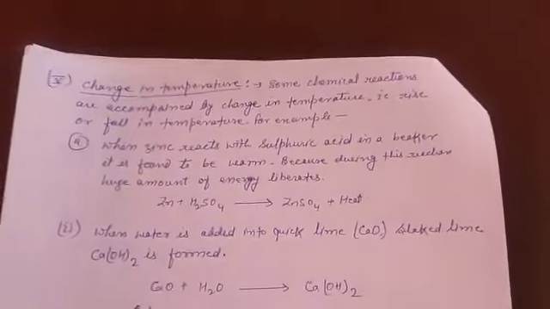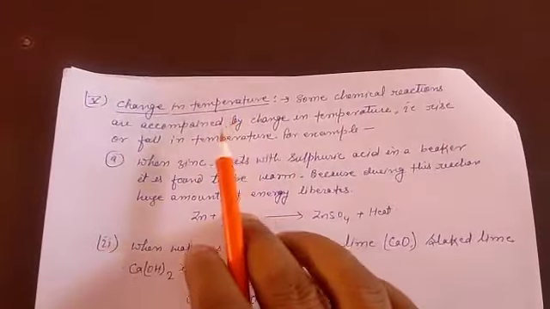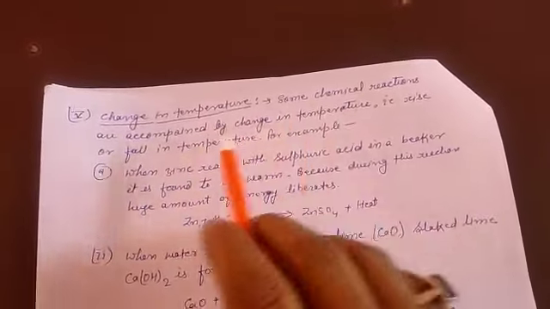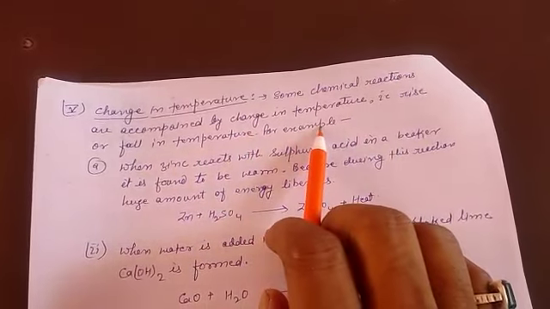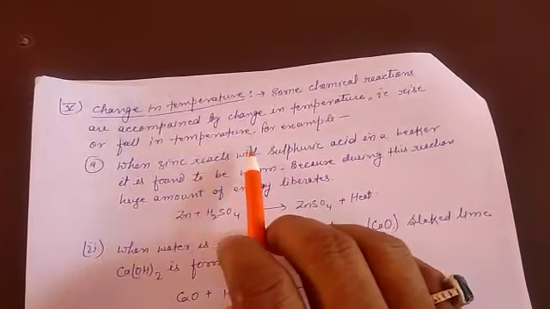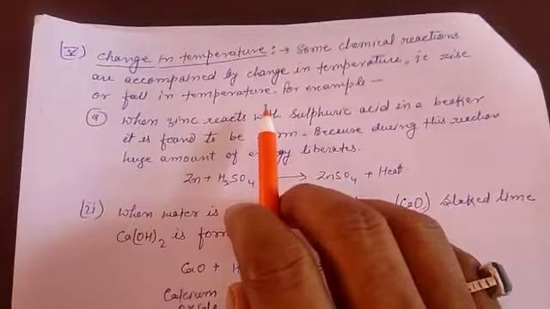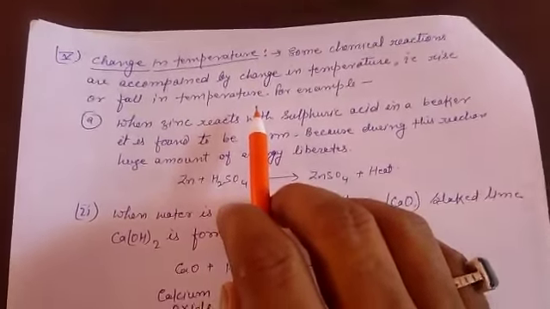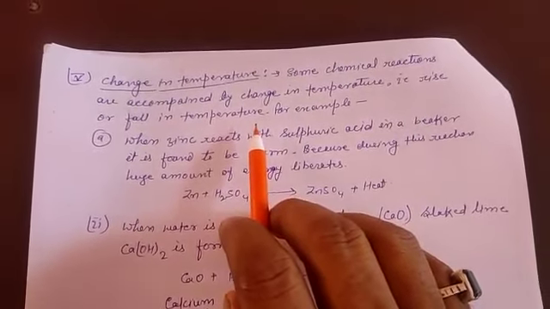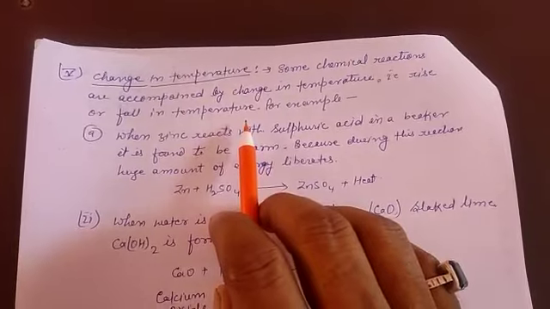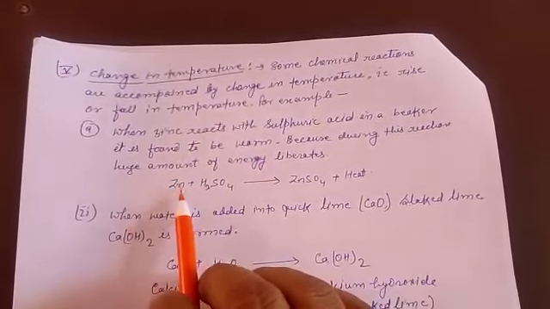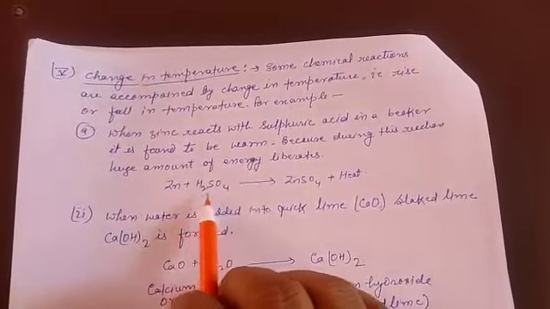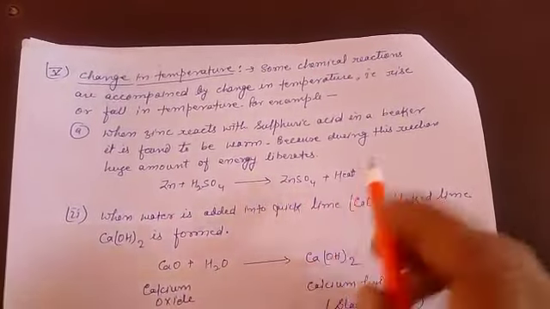Now, come to the next point, that is the change in temperature. Some reactions are accompanied by a change in temperature, that is rise or fall in the temperature. Means during the chemical reaction, it may be possible that there will be a rise in temperature or a fall in the temperature. Like when zinc reacts with sulfuric acid, it gives a lot of heat.